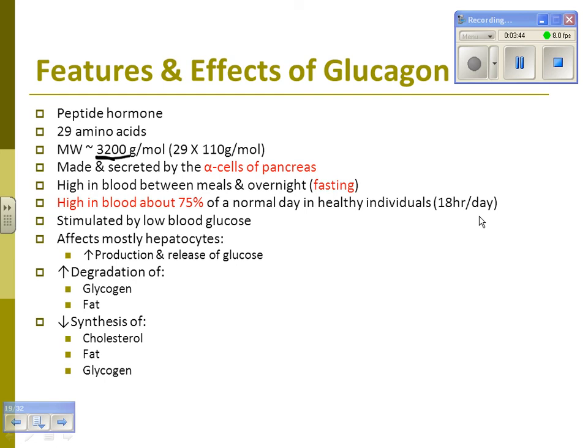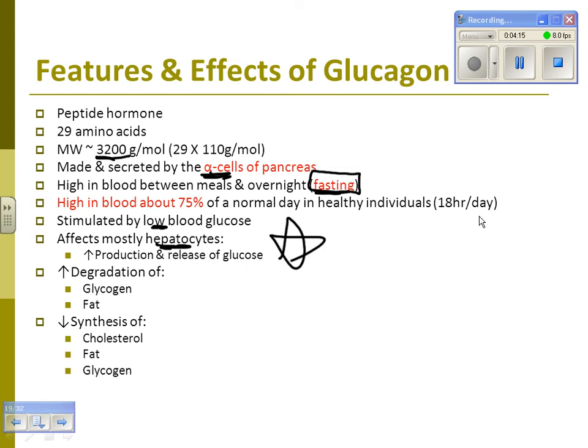So first of all, glucagon is about half the size. Alpha cells instead of beta cells. Not the fed state, this is the fasting state. When you're not eating, about 2 hours after you get done eating, you start secreting more glucagon, stimulated by low blood glucose. Big takeaway here, affects mostly liver cells. So glucagon is basically like calling the liver to release and make some more glucose for the rest of the body.